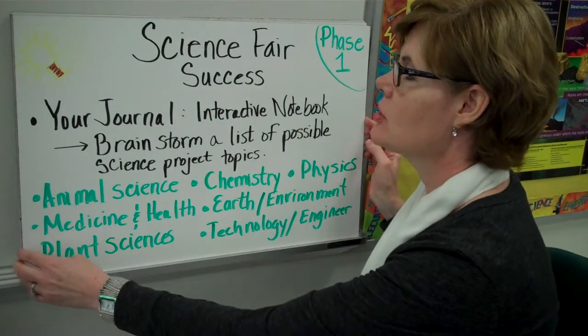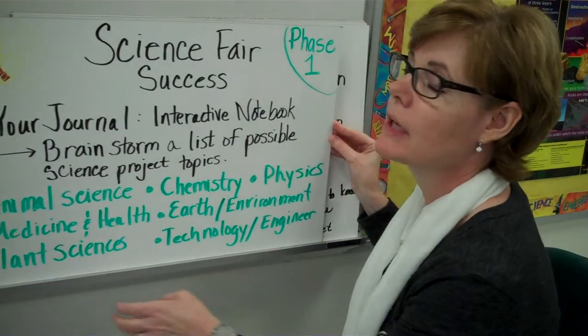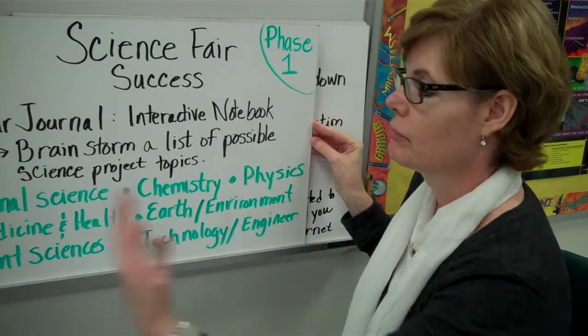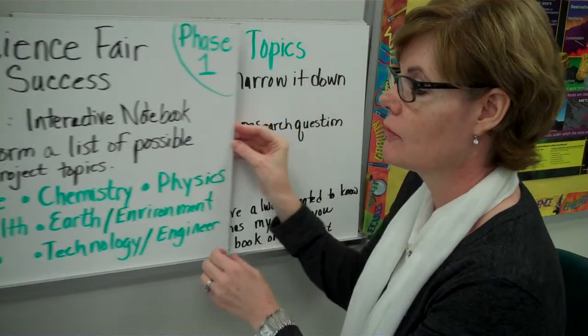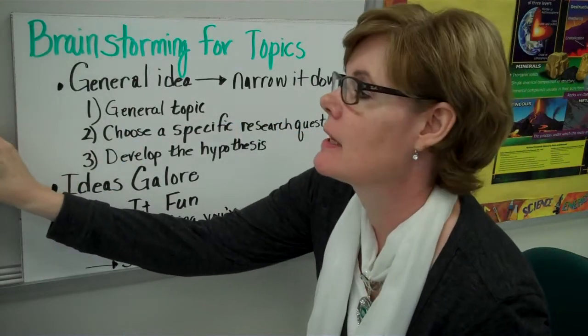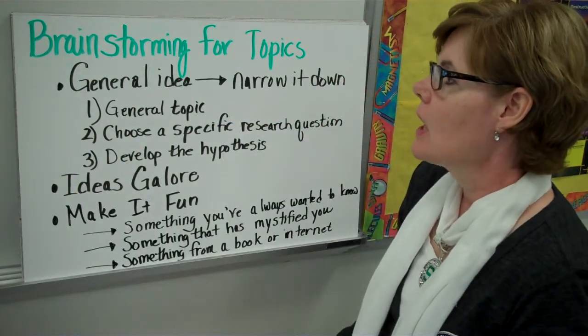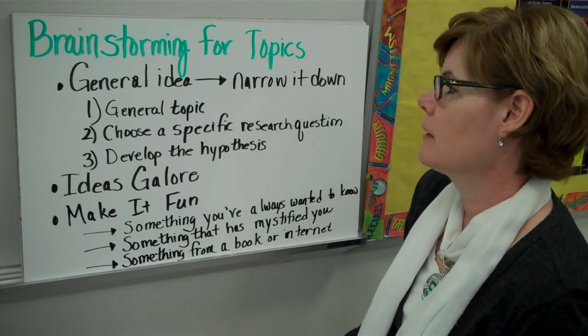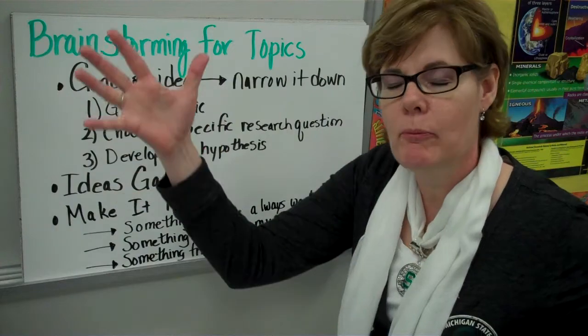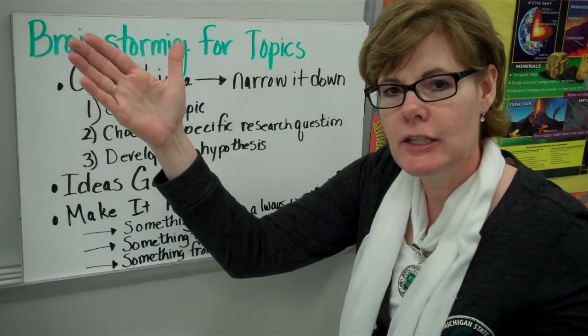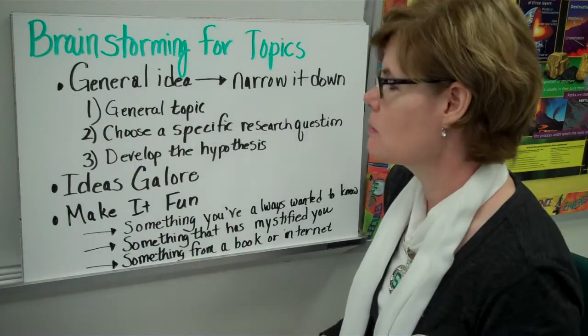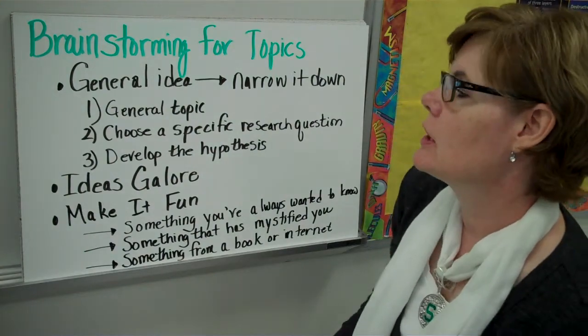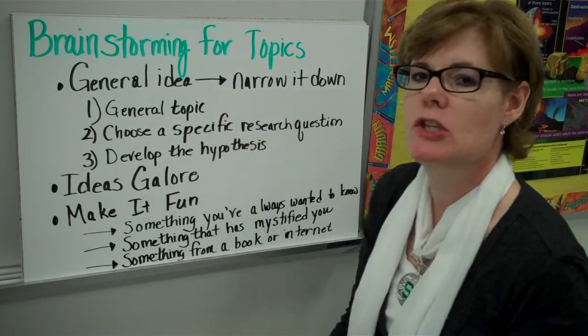If you have a question, there are rules about what your choices are for your science fair project. You can just see me about those. First of all, you want to brainstorm for your topic. What you're going to do is take a big, broad idea and narrow it down to a smaller topic that you can use. So start with something general.